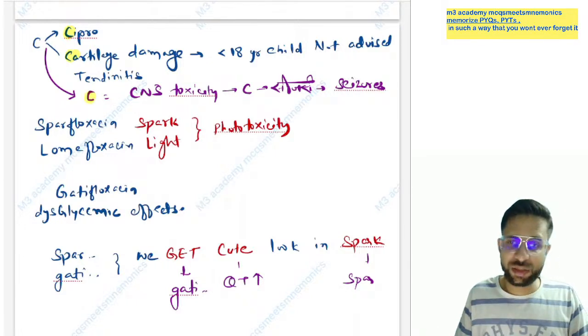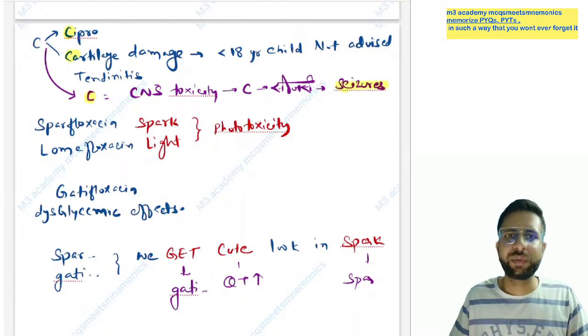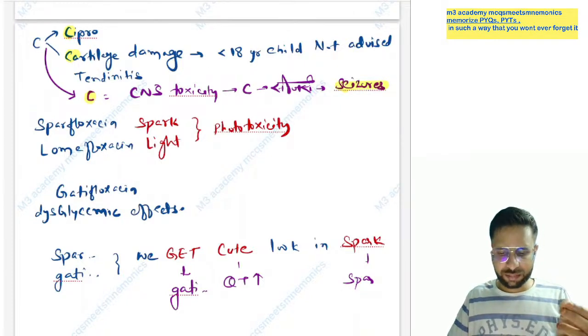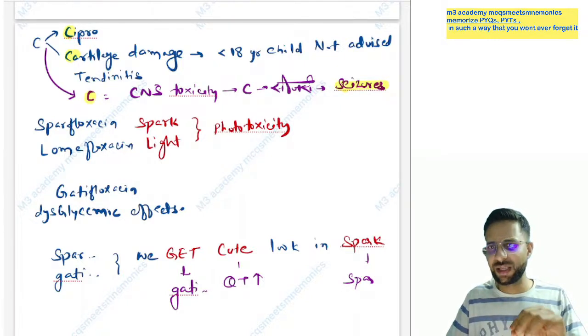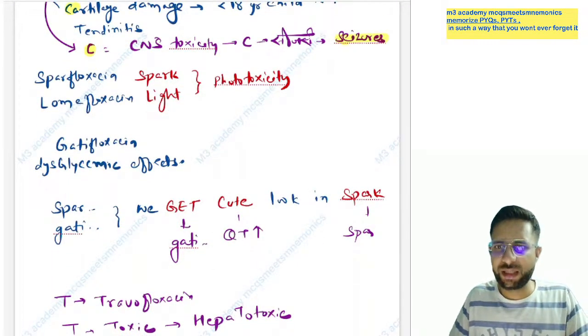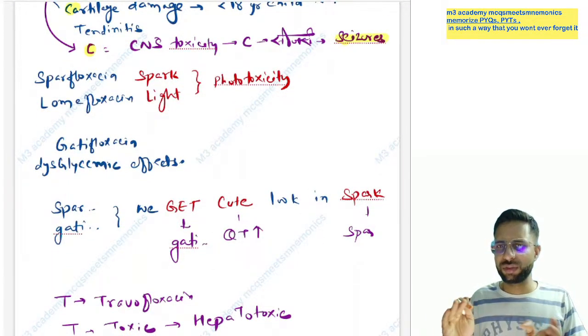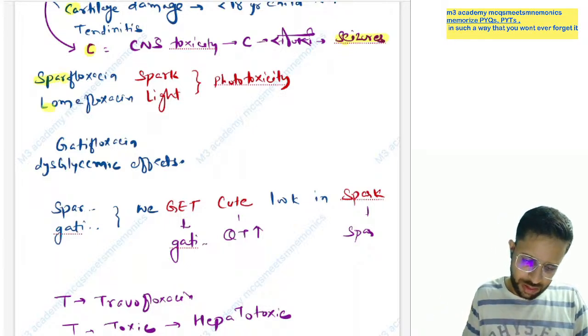C4 CNS toxicity means seizures, so we are avoiding it in the epilepsy patient. You can remember: CNS and C are pronounced the same, like seizures. Yes, seizures can be a side effect. If ciprofloxacin is given with an NSAID, the chances of seizures increase. Yes. Next is sparfloxacin and lomifloxacin.